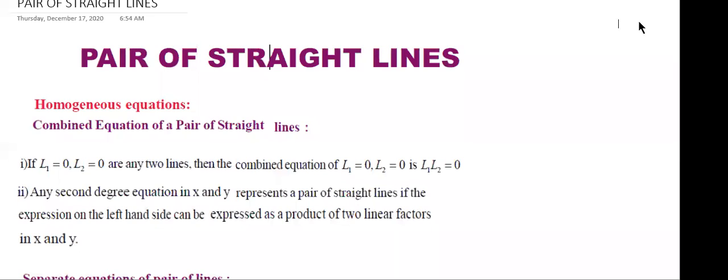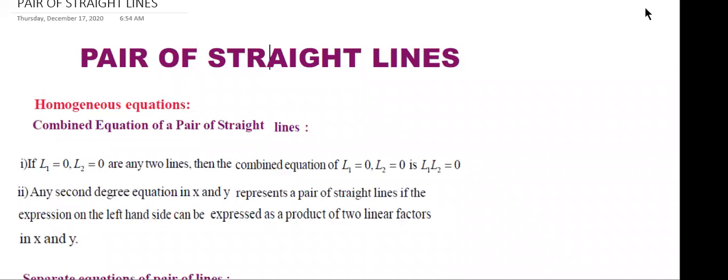In the previous class we completed straight lines. Now I am going to discuss pair of straight lines. This is a new chapter. What is a pair of straight lines? The combined equation of two linear equations is called a pair of straight lines.